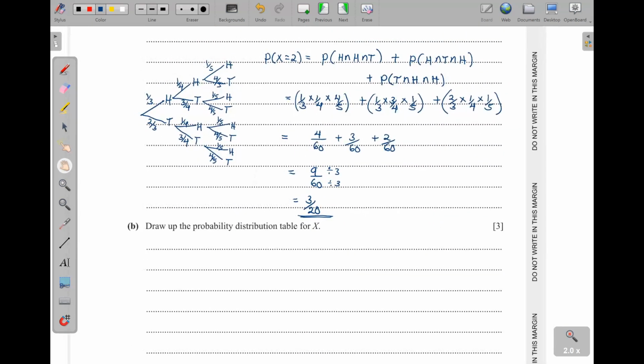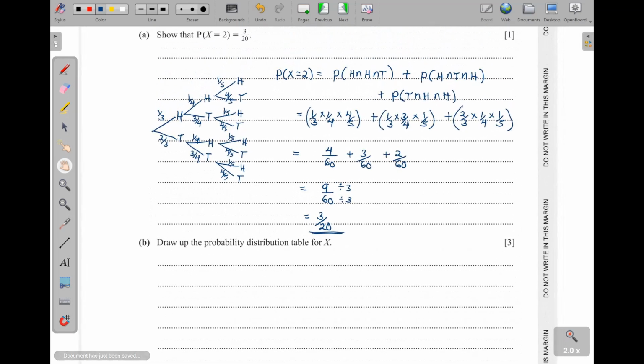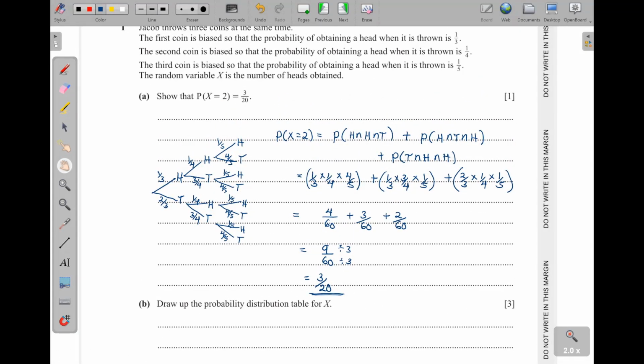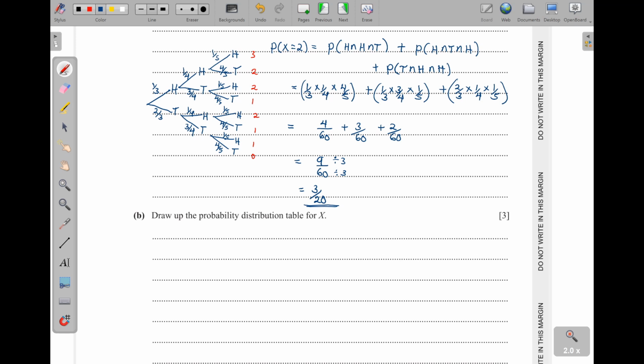Then next, they're saying draw up the probability distribution table. Now for x, when we throw the coin, there's a possibility of us getting 3 heads. Here we are having two heads, then 1 head, 2 heads, 1 head, then 1 head, and then no head. That means the numbers that we are having for the random variable are 0, 1, 2, and 3.